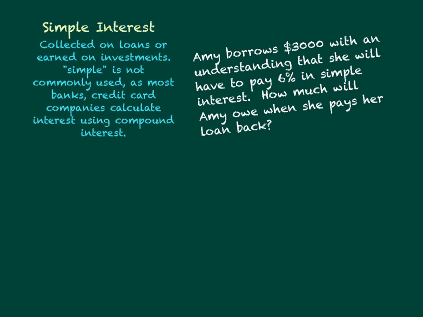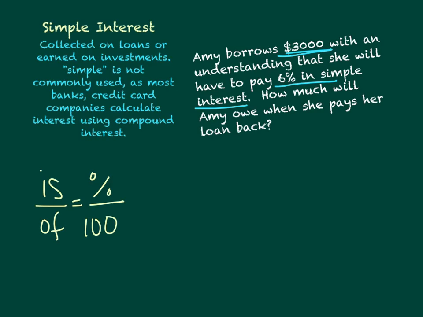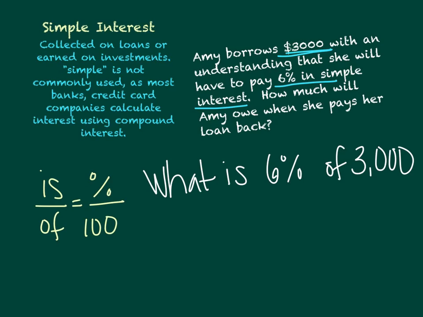So this takes us back to thinking about our is over of equals percent out of 100. And so if I look back to this problem, Amy's borrowing $3,000 and she knows she has to pay 6% in simple interest. So we can rewrite this problem and basically say, I want to know what is 6% of $3,000. So I'm going to write that down. What is 6% of $3,000?